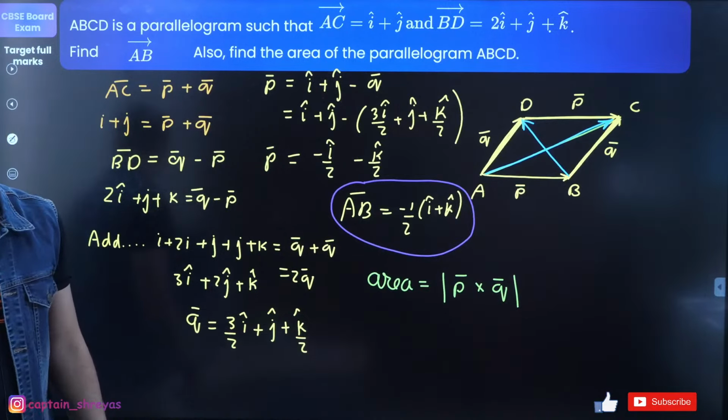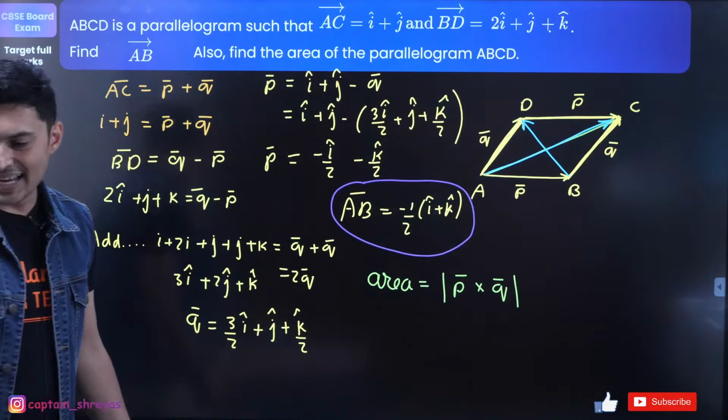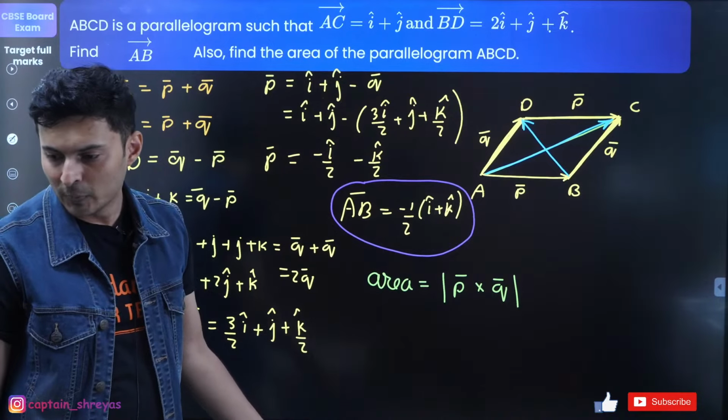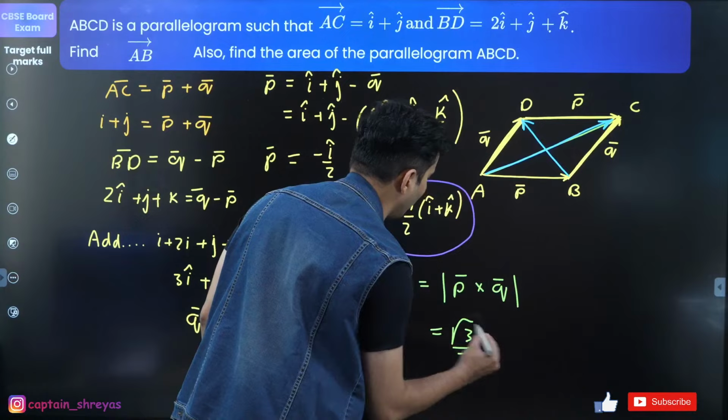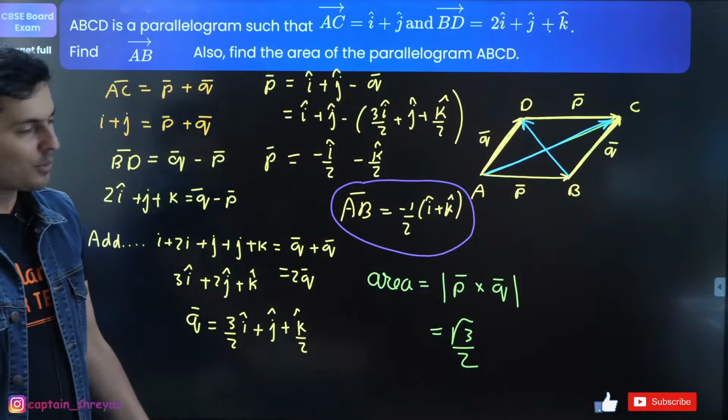Everyone with me? What is the answer that you are getting for area? Root 3 by 2. Is that so? Yep. Just check if your answer is root 3 by 2. You can do the cross product. Very nice.